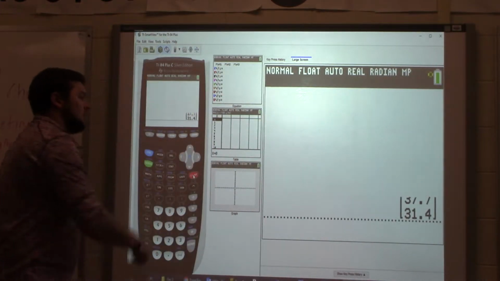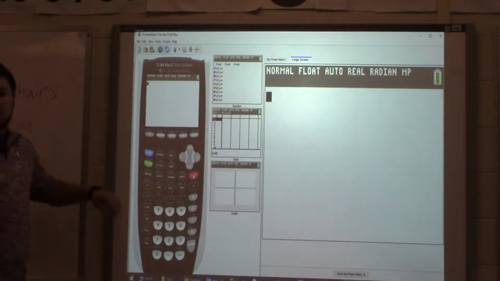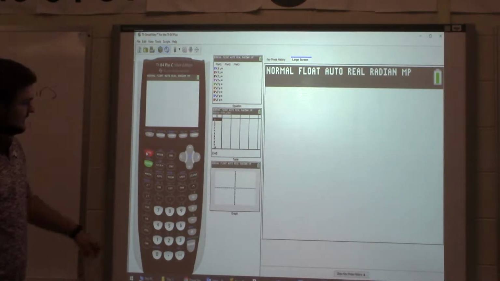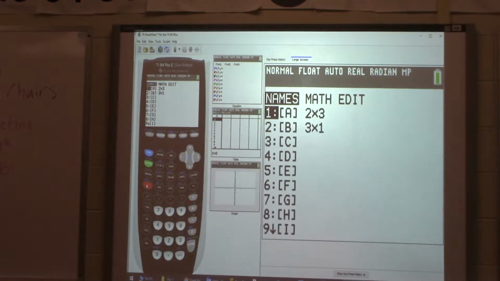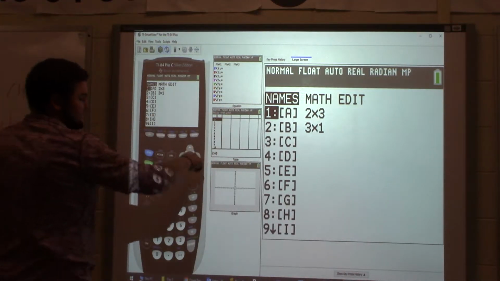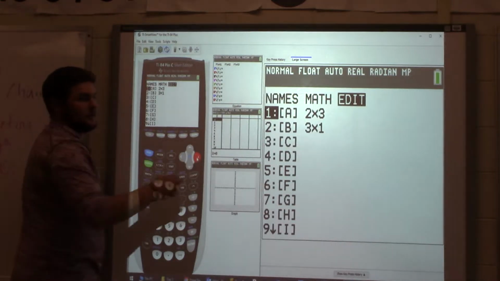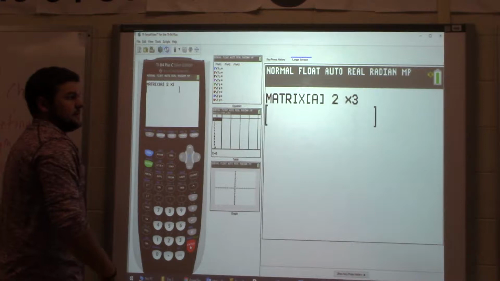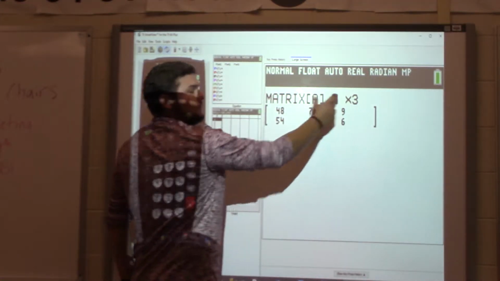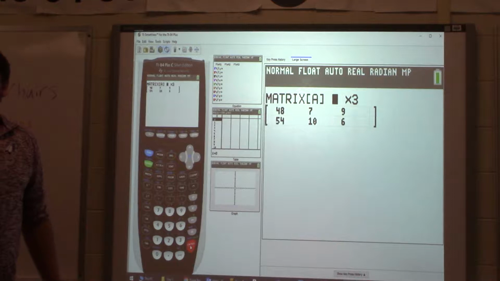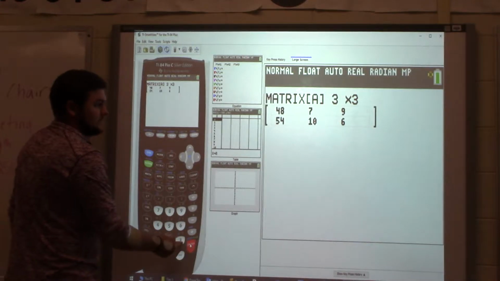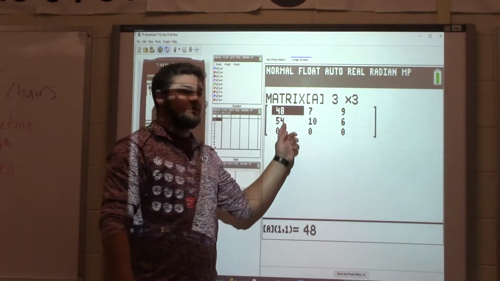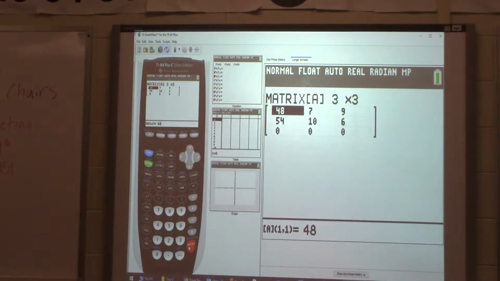To do it, the first way that should work with all calculators, hit second and then hit x to the negative 1, which should say matrix above it. It should pop up a screen that looks like mine. We want to go over to edit, because we want to edit a matrix. Hit enter on A. It should ask what dimensions you want. Our first matrix was a 3 by 3, so we're going to go 3, enter, 3, and it should pop up a 3 by 3 matrix. Now we're going to enter our values.